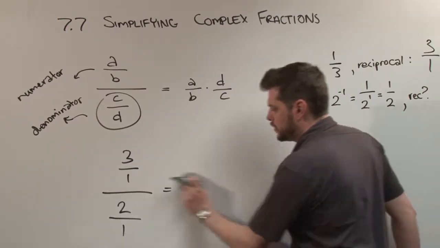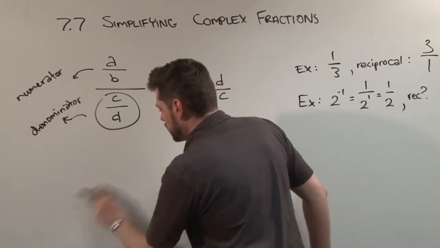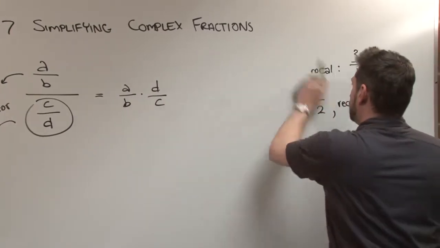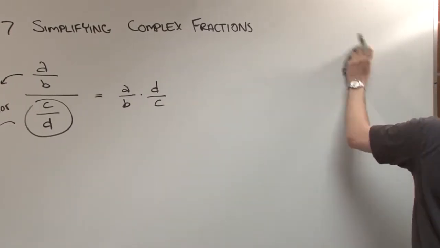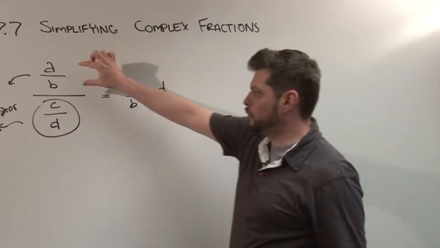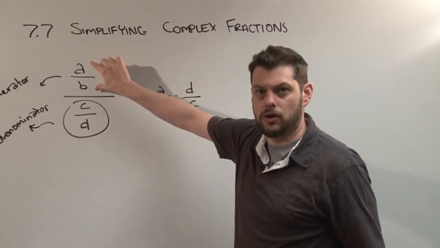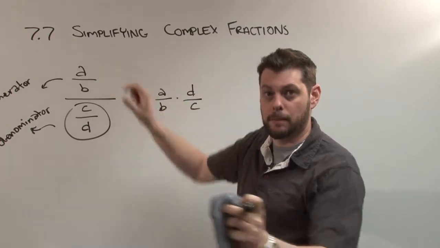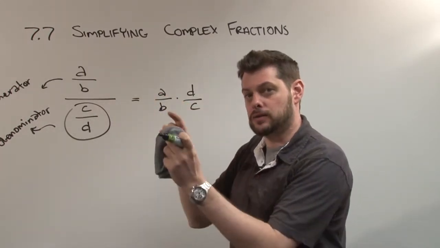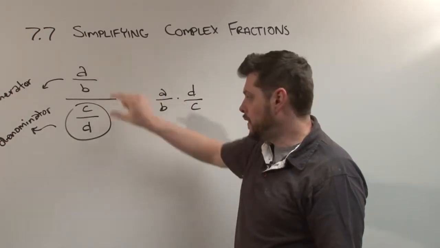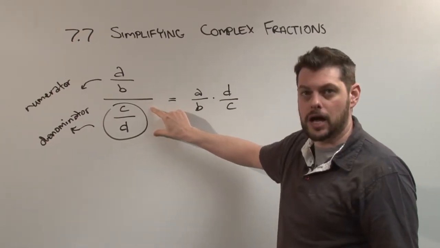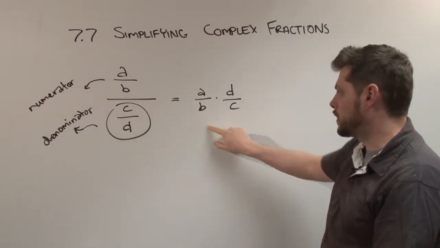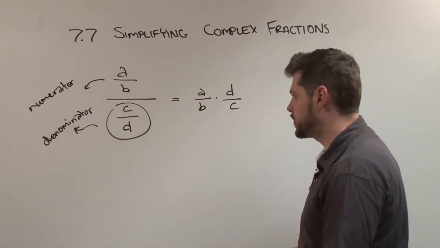So let's put it to use. My strategy for simplifying complex fractions is to get my numerator, no matter how complicated it is, into one fraction. So using all the skills that we've used in previous sections, combine all the terms in the top into one fraction. And then take all the terms that are in the denominator and combine them together into one fraction, and then apply this rule. All right? So those are the steps that we're going to use.